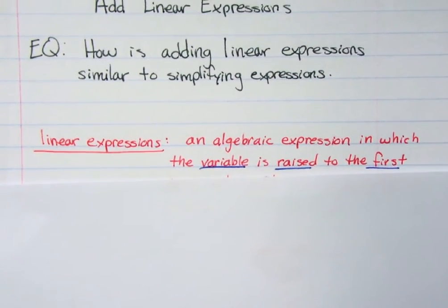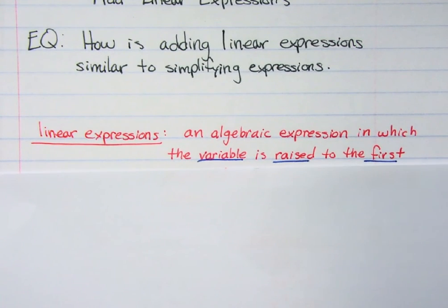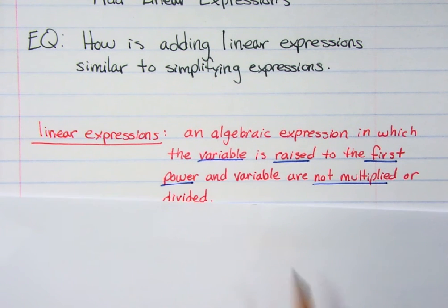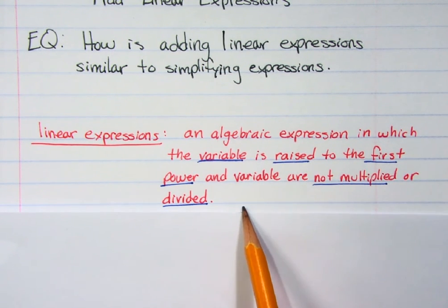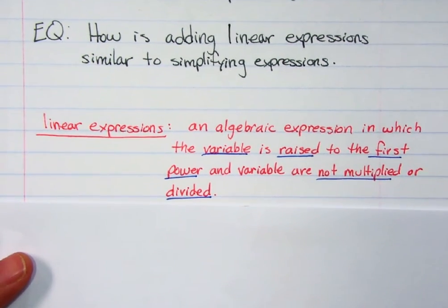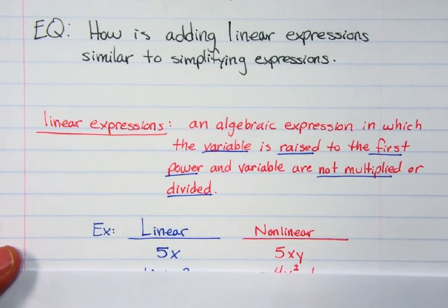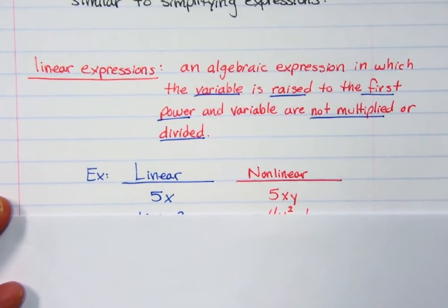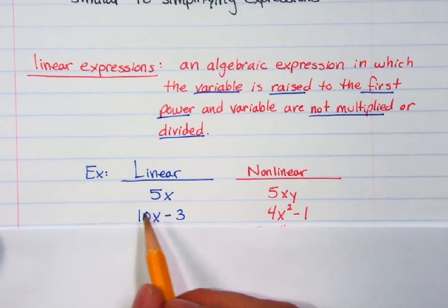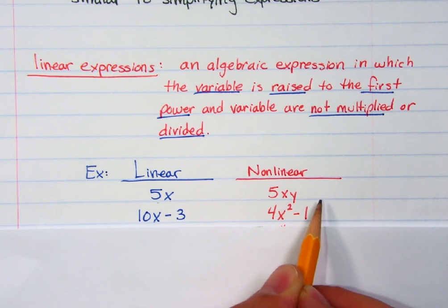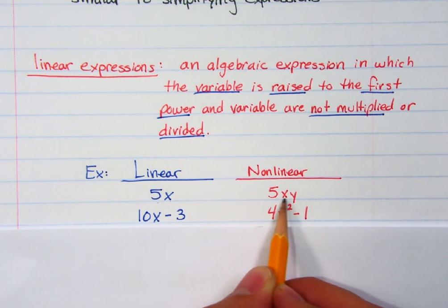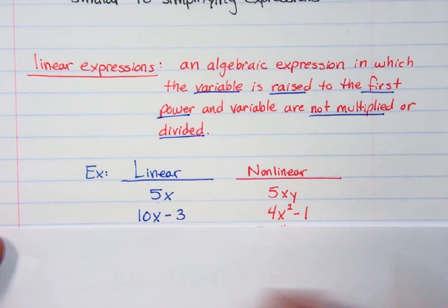Linear expression, what the heck is that? It's an algebraic expression in which the variable is raised to the first power and the variables are not multiplied or divided. So whatever the letter is, it's got to the first power and that's it. So here are some examples of linear versus nonlinear. So we've got 5x. That's linear. 5xy, not linear because you've got two variables. You can only have one.